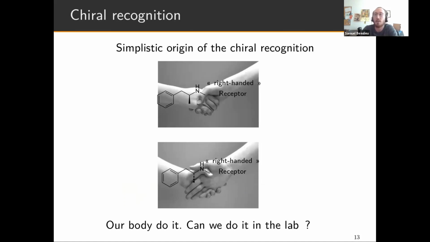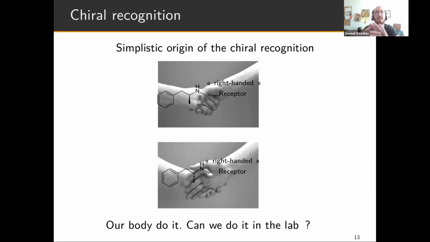And on this slide, I want to briefly explain, it's not a biology conference, so it will be super simplified, and I also don't know much more about this, but here is a simplistic explanation of how our body can discriminate between two enantiomers. You can see on the top we have this right hand, which represents a chiral receptor in our body that receives and transduces messages from chemical messengers, which in this analogy will be this Vicks and crystal meth enantiomer.